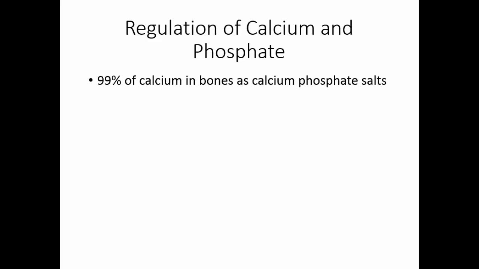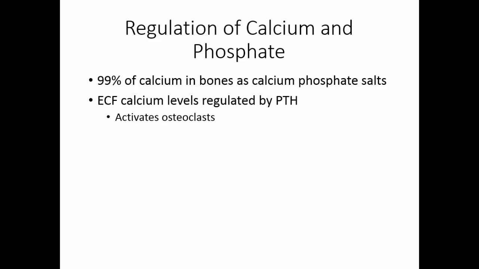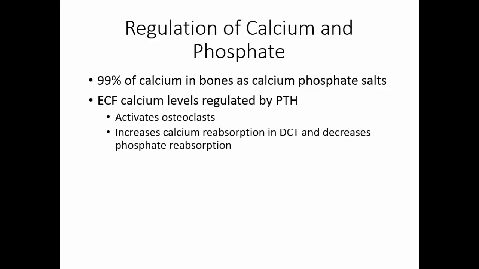99% of the calcium is located in our bones as calcium phosphate salts. The extracellular fluid calcium levels are regulated by parathyroid hormone. Normally, we want about 9 to 11 milligrams per deciliter of calcium in the ECF. Parathyroid hormone will activate the osteoclasts of the bone, breaking down bone to release calcium to the ECF, and it will also increase calcium reabsorption in the distal convoluted tubule. When we increase calcium reabsorption, we decrease phosphate reabsorption.